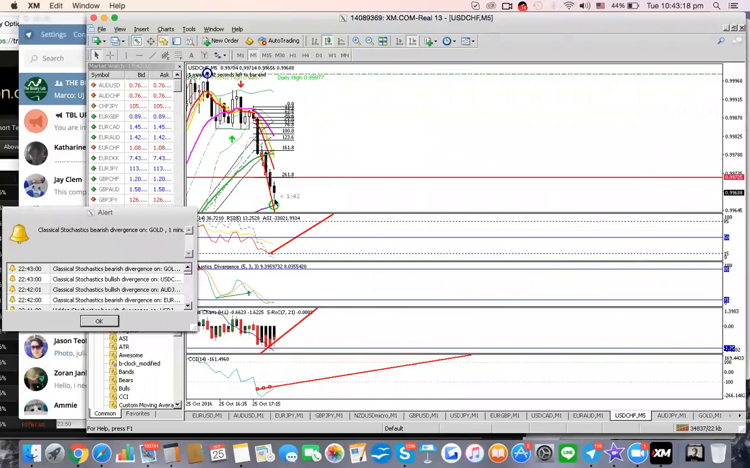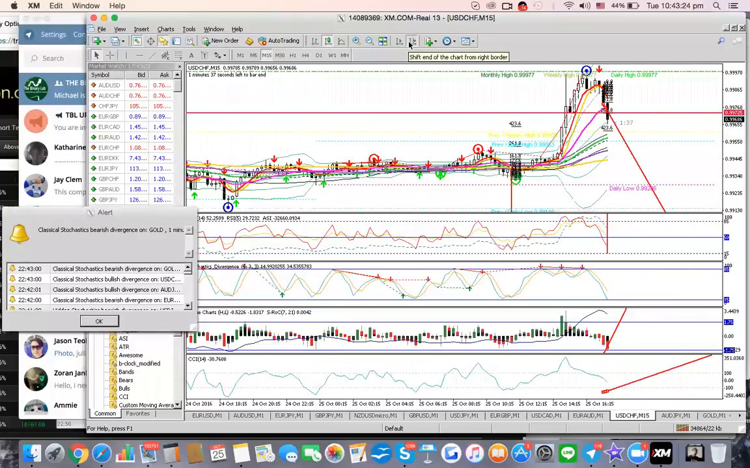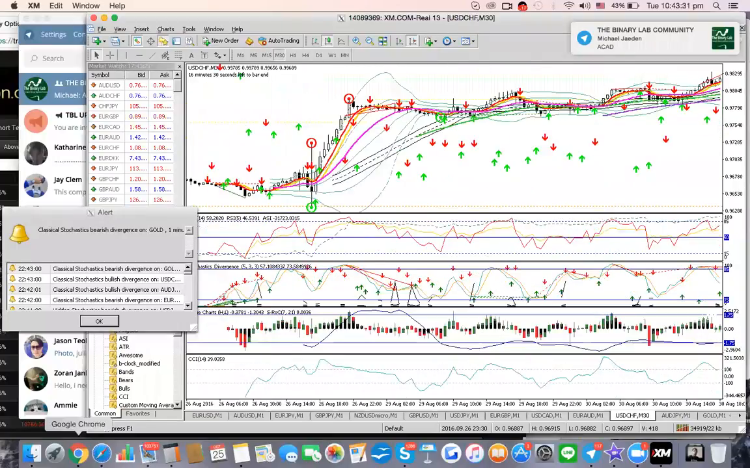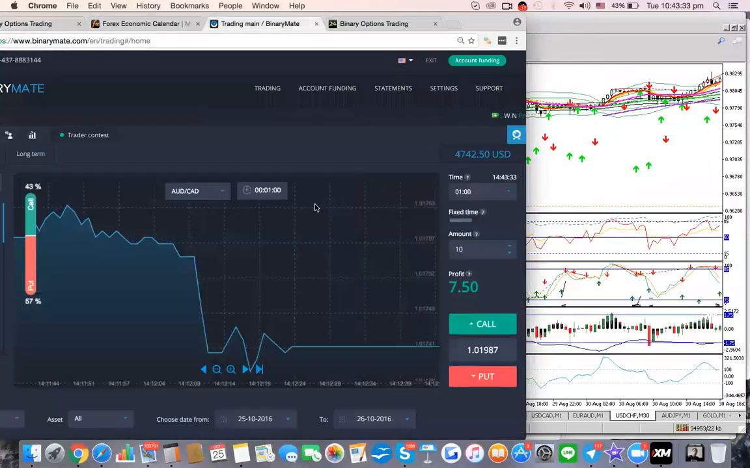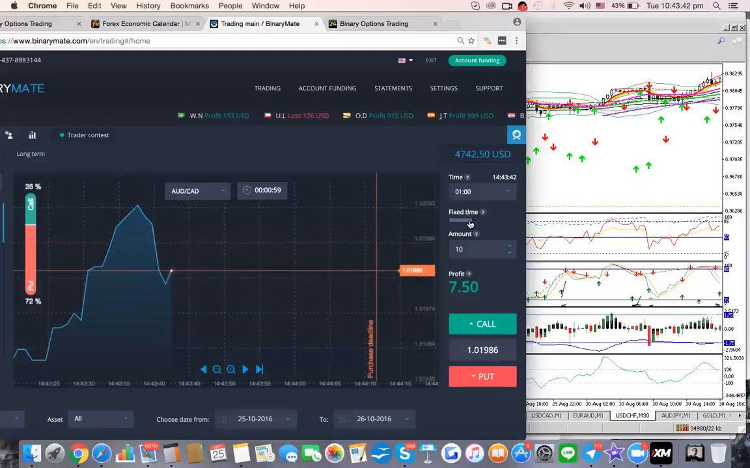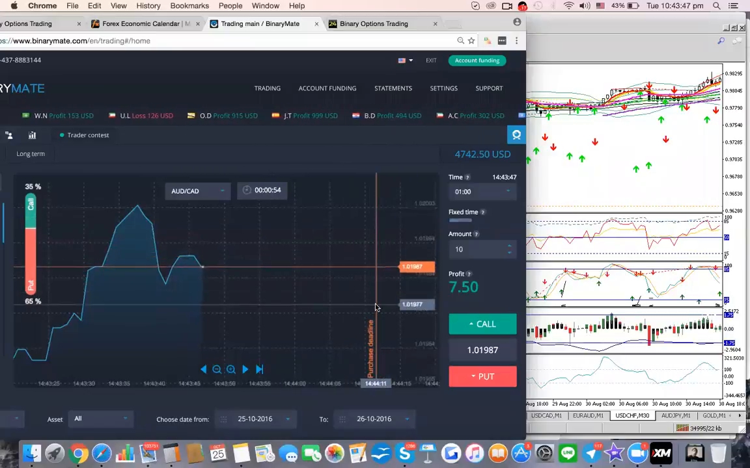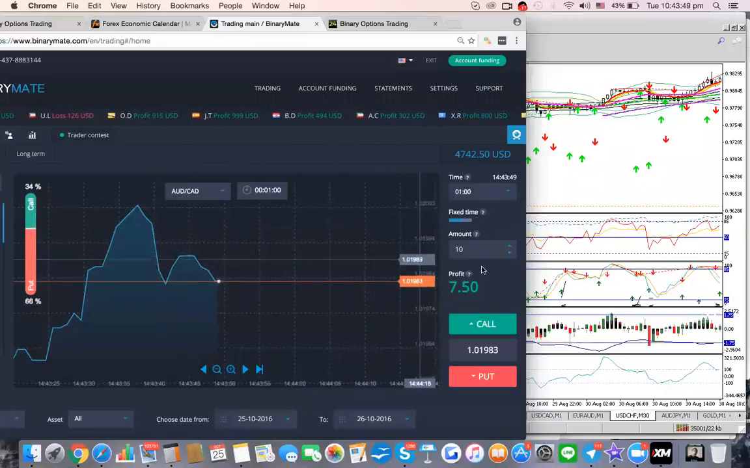This will be a bounce, bounce on the MA100. Oh yeah, binary mate folks, ensure that you're using fixed time. Okay, fixed time is this one. The difference between that and this is that this one you get less than a minute, and this is the full minute.